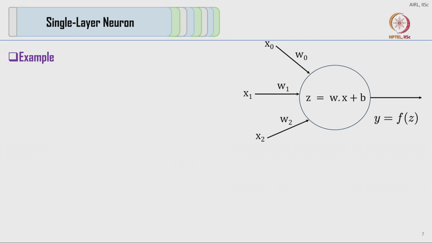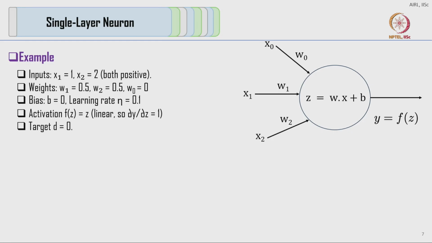Okay. Now before we go into that analysis, let us just take a very quick example based on the single layer neuron itself. Let us take the input x1, x2, which is given as 1, 2. The weights are given as 0.5, 0.5 and W0 is 0. So essentially in this example our bias becomes 0. The learning rate is given as 0.1 and we assume an activation function which is linear, and hence the derivative of the activation function, dou y by dou z, is given as 1. The corresponding ground truth for this particular input, d, is given as 0.